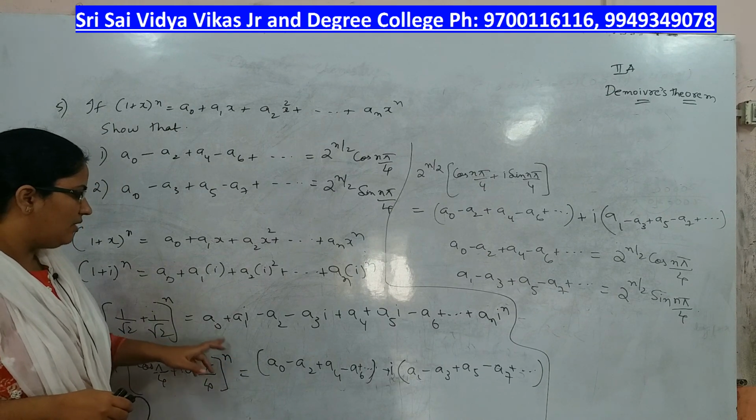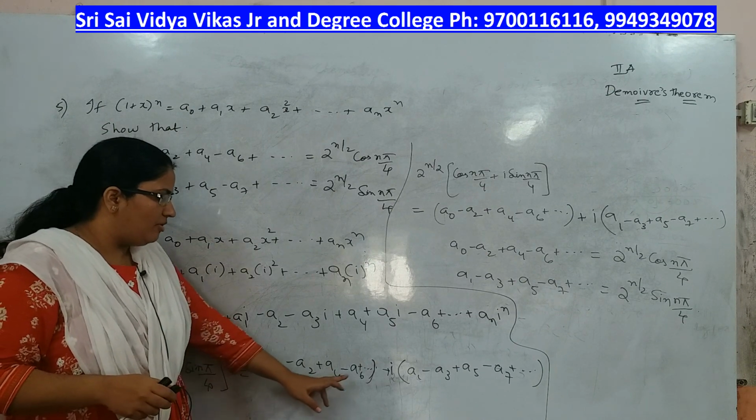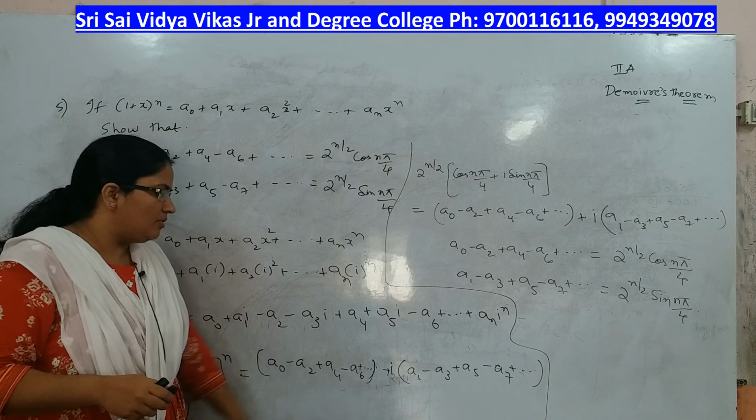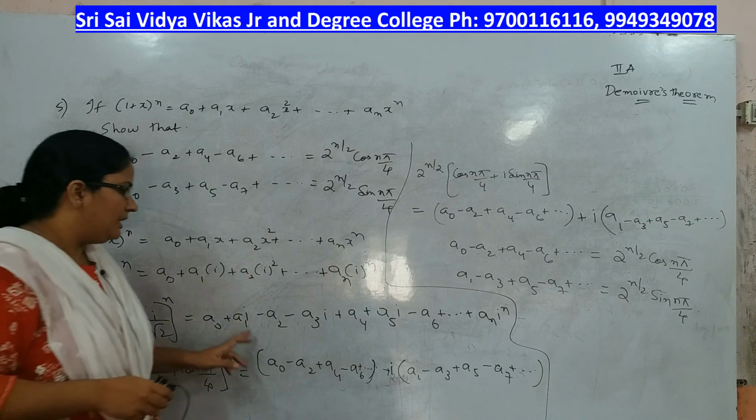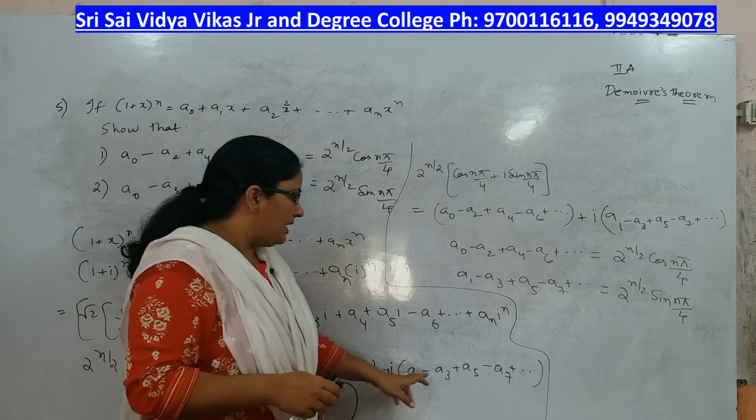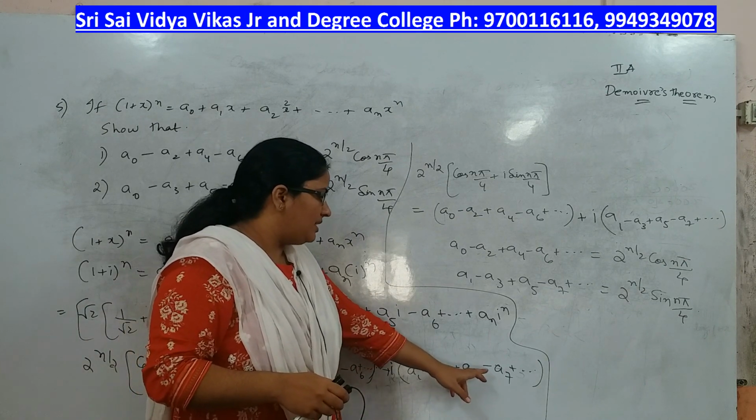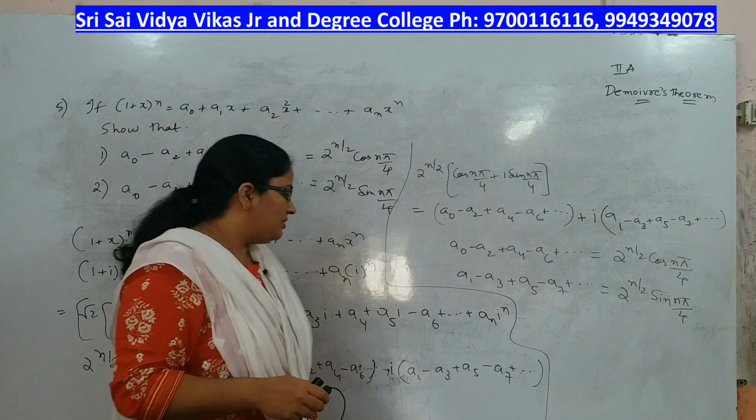Here you have the coefficients without i: a0 minus a2 plus a4 minus a6 plus so on, plus i into (a1 minus a3 plus a5 minus a7 plus so on).